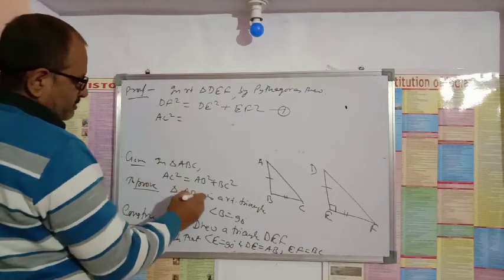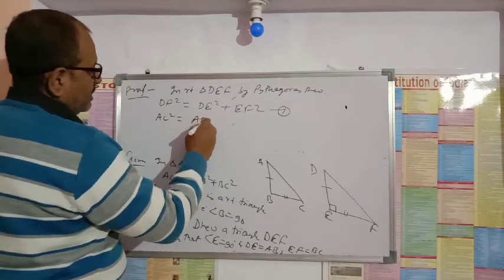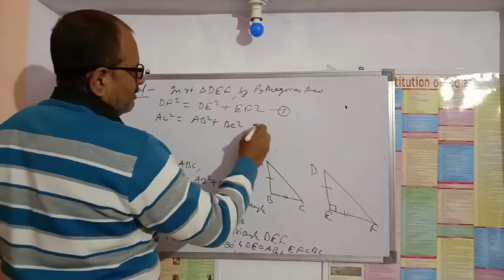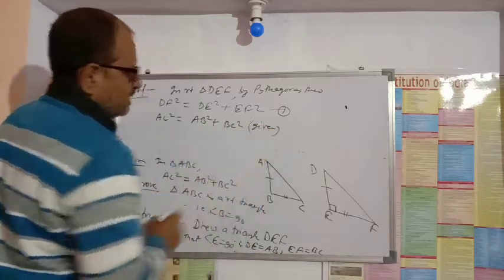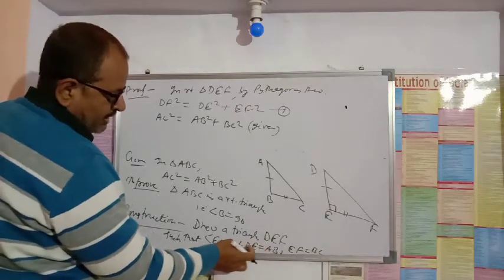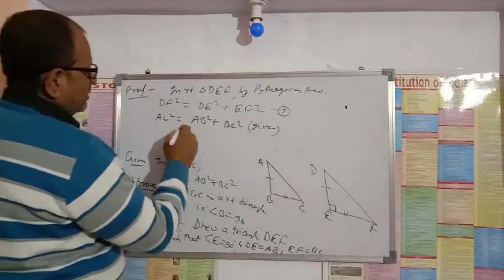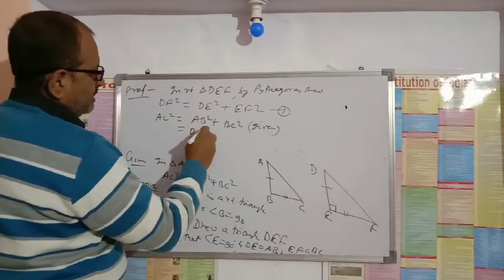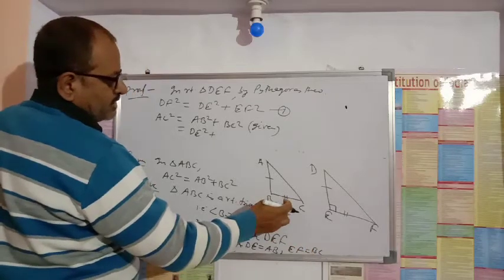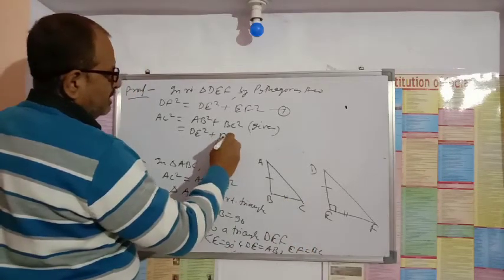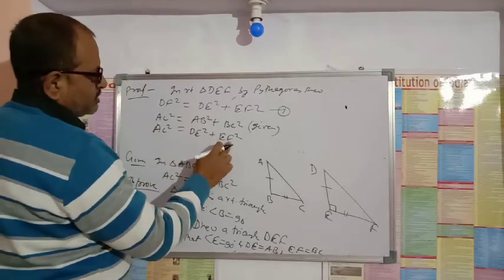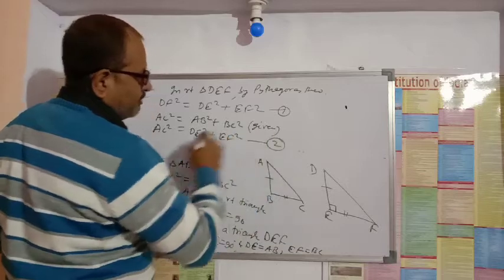And what is given? AC square is equal to AB square plus BC square. It is given. Here we have supposed AB and DE are equal, so we can write DE square, and BC is equal to EF, so in place of BC we can write EF square. So we get AC square is equal to DE square plus EF square. Make it number 2.